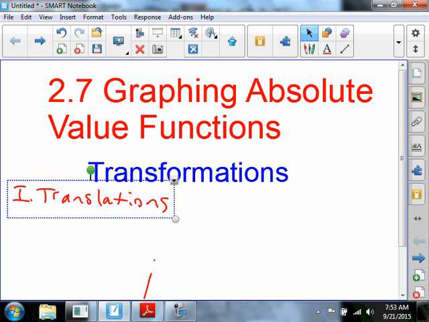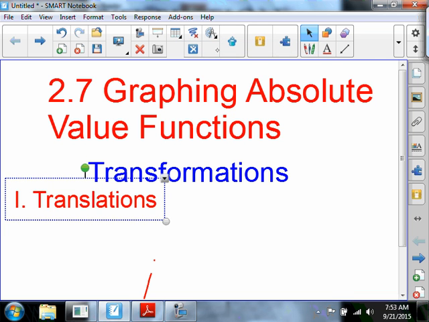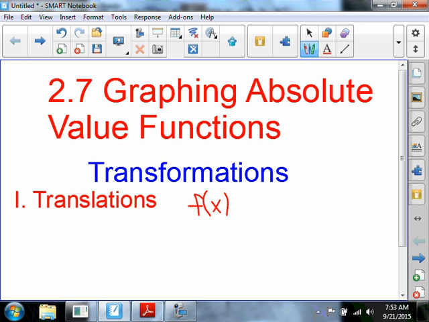What a translation is simply is when you just move the graph around. Whatever the function looks like, we're just moving it to the right, to the left, up or down. And that's a translation, and that happens when we take f of x plus or minus k. So that happens whenever we're adding some kind of number to the end of the function or inside some parentheses to the function.